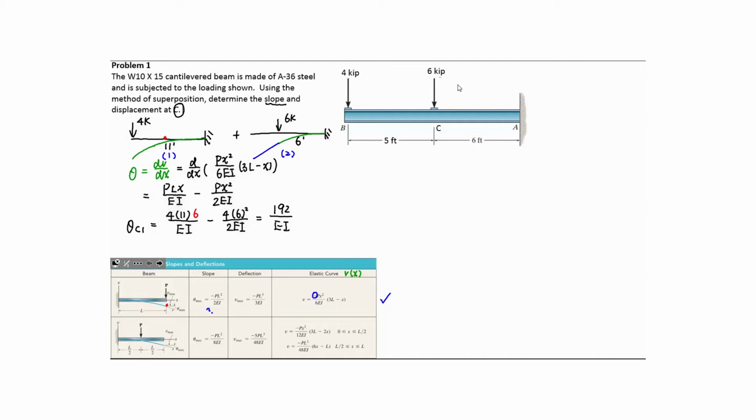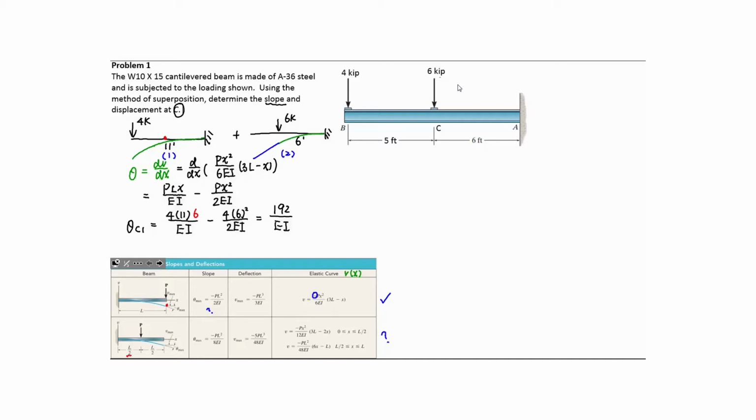You're probably going to ask, do I need to plug in the EI right now? The answer is no. Let's wait until we have to plug it in, okay? Okay, so now let's take a look at the second structure. The first question for you is, can we use the second row shown here to calculate the rotation angle at C? The answer is no. Why?